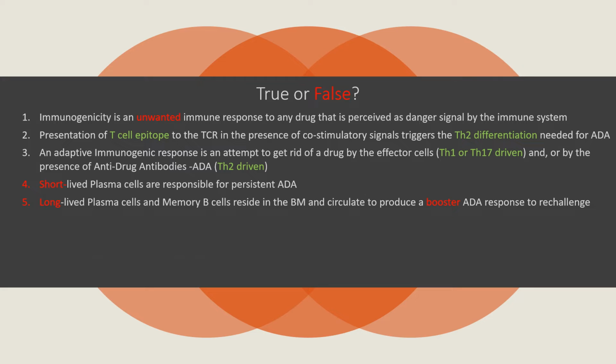Question 5. Long-lived plasma cells and memory B cells reside in the bone marrow and circulate to produce a booster ADA response to re-challenge. This is false because the booster is the responsibility basically of the memory B cell that will differentiate very quickly into short-lived plasma cells. The long-lived plasma cells in both cases, primary and secondary response, are responsible for persistent ADA.